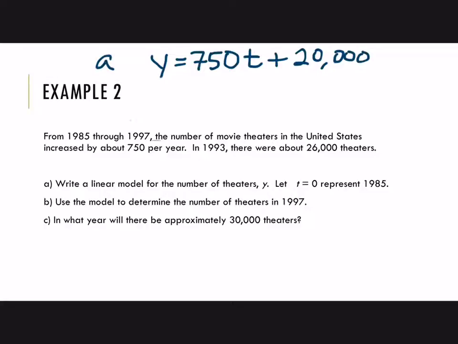Okay, so that's part A. Part B, use the model to determine the number of theaters in 1997. A lot of times if you're asked to use an equation, you're basically just given one value of a variable and asked to solve for the other one.